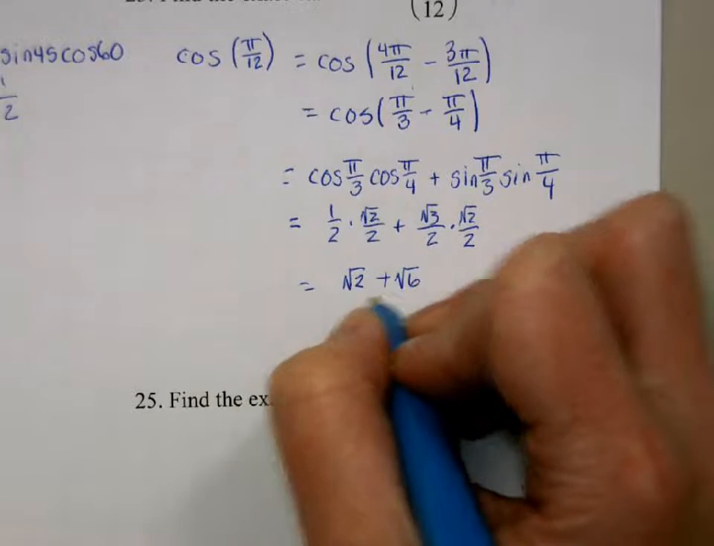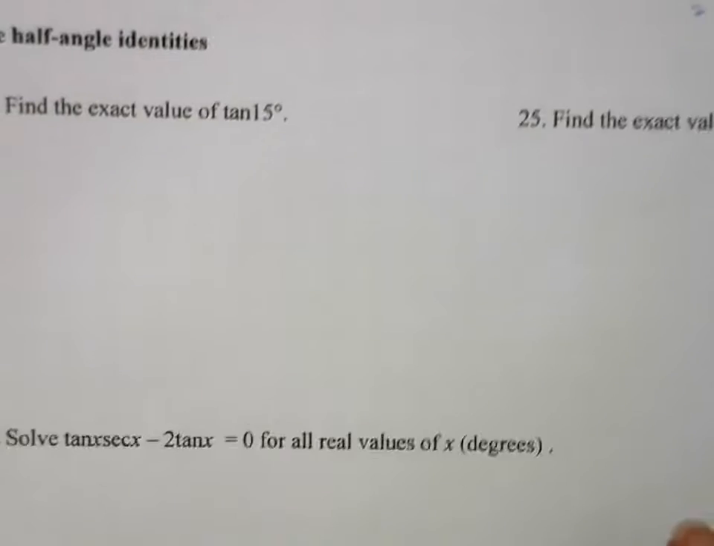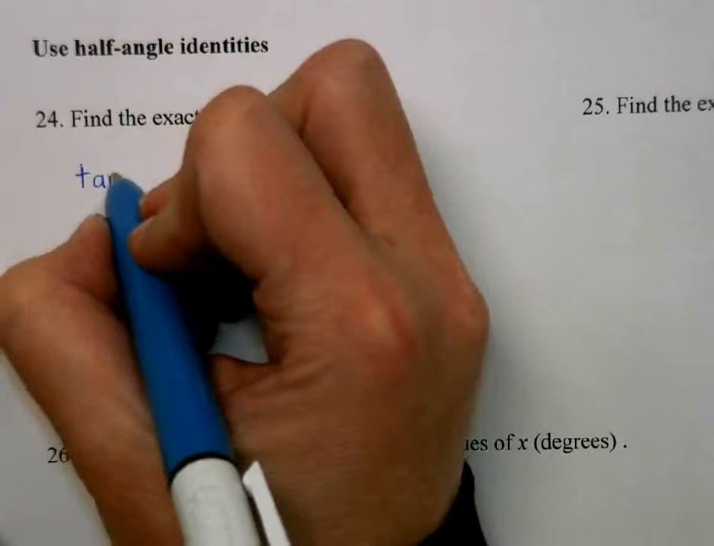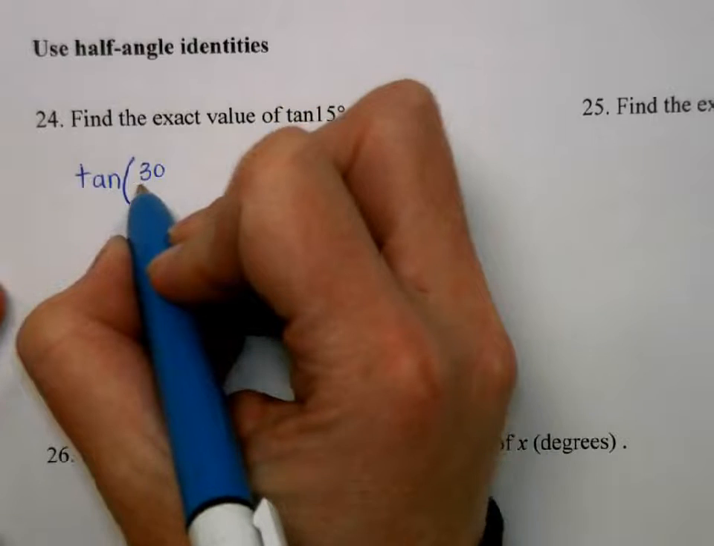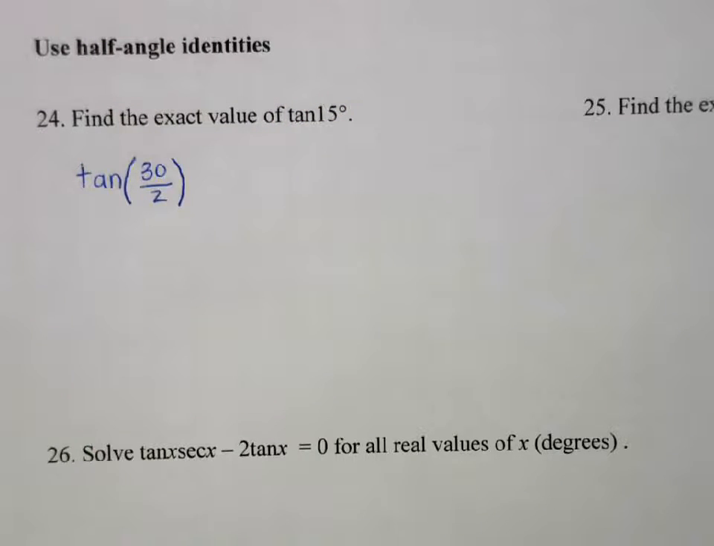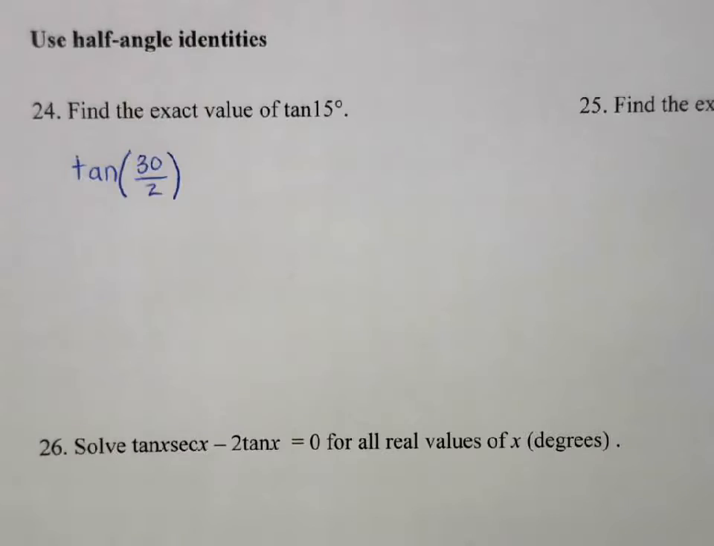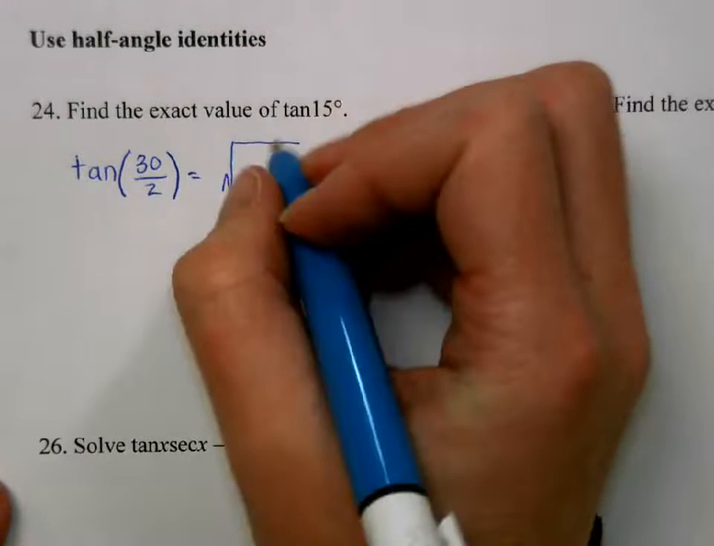Okay, for the half angle identities, we want to write it in terms of an angle over 2. So I'm going to rewrite 15 as 30 over 2, and then I can use the half angle identity for tangent. So the half angle identity for tangent is this. Okay, 15 degrees is in the first quadrant, so this is going to be positive, and then it's going to be 1 minus cosine 30 over 1 plus cosine 30.